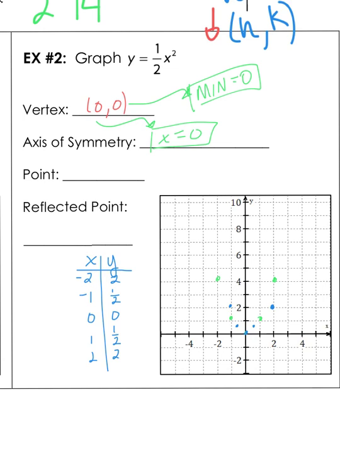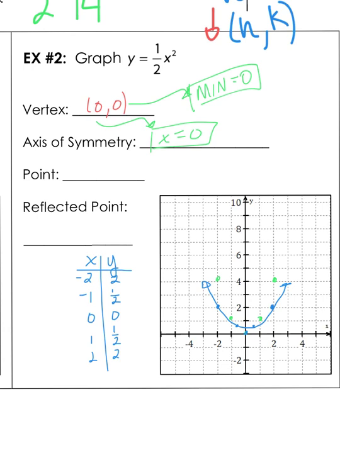Oh, no wonder that point looked funny. So this point is in the wrong spot. I was wondering why it wasn't flattening out. All right, so as you can see, this is a little fatter, wider than the parent function.